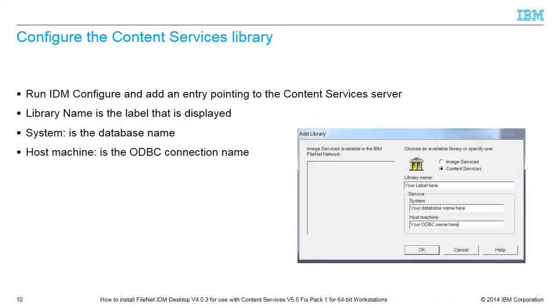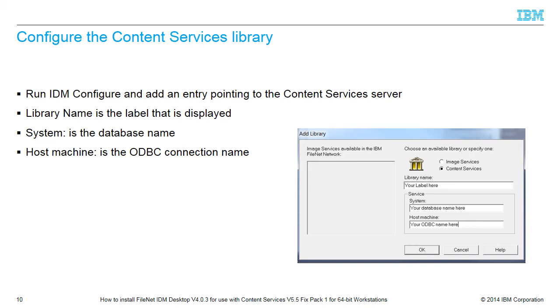Configure the Content Services library. You are now able to configure a Content Services library after applying the latest fix pack. There is some nomenclature that can be misleading. The following values are input. Run IDM configure and add an entry pointing to the Content Services server. Library name is the label that is displayed. System is the database name.